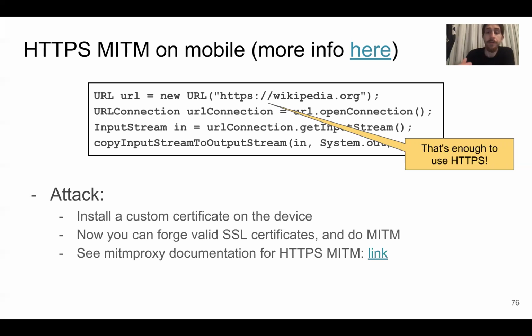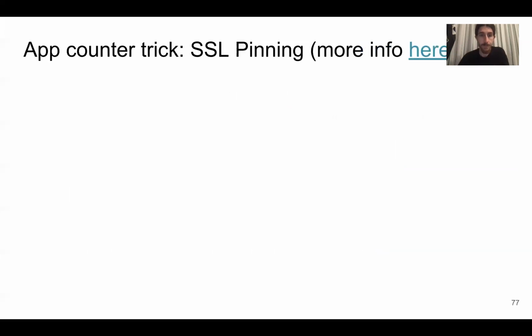And again, from the app perspective, what you could do is the equivalent of SSL pinning on the app side. Instead of just saying, oh, this HTTPS needs to be signed with a trusted certificate, in this case, you would specify that wikipedia.org should be signed with this certificate, not just a valid one.